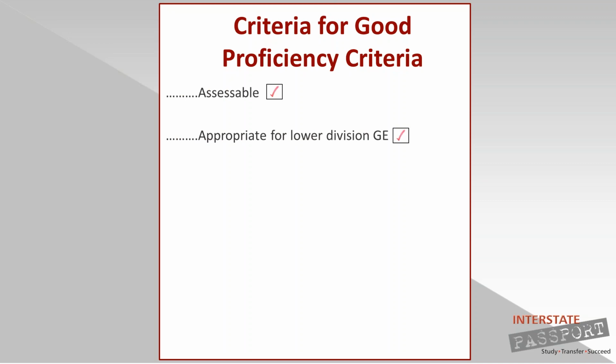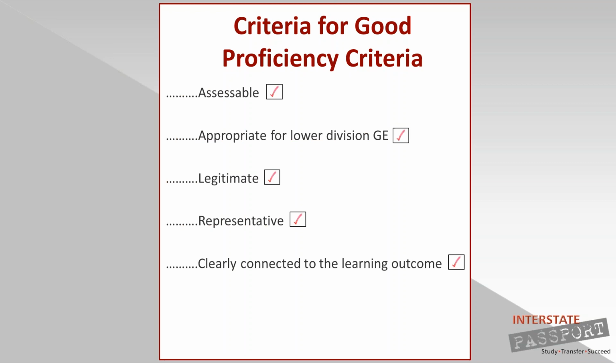Needed to be legitimate. These are actual things that are used. Representative, like dead center in the category. Clearly connected to the learning outcome, and that can be tough to do, but that's sort of like the last check. And then currently being used. So the proficiency criteria can actually assist some local conversations as well. Can you point out ways that that might happen, Terry?